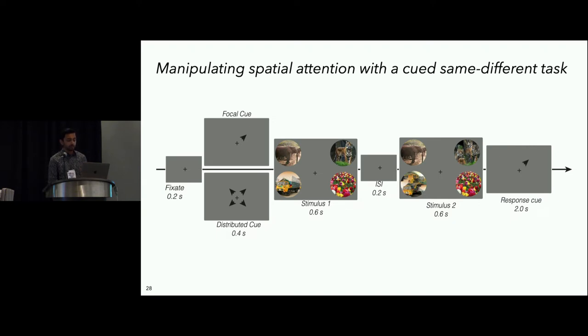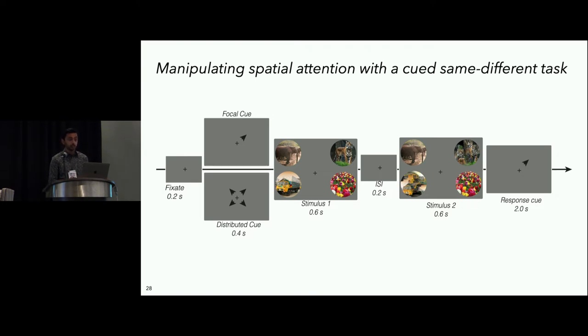We then very briefly flash four images on the screen, take them away, and then flash four images again. And at this time, each location might either contain the exact same image, or a scrambled version of that image, or that location might contain a completely different image altogether. Subjects were then cued to one location and asked to indicate whether the two images presented at that location were the same or different.